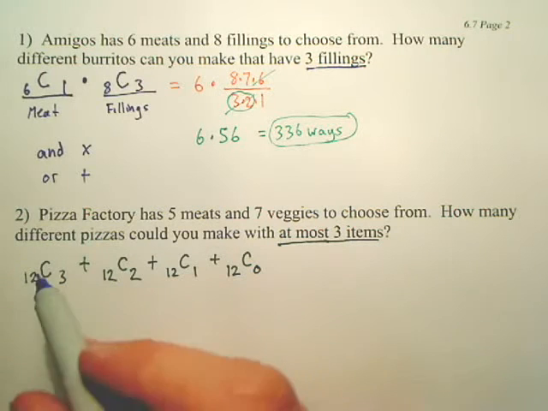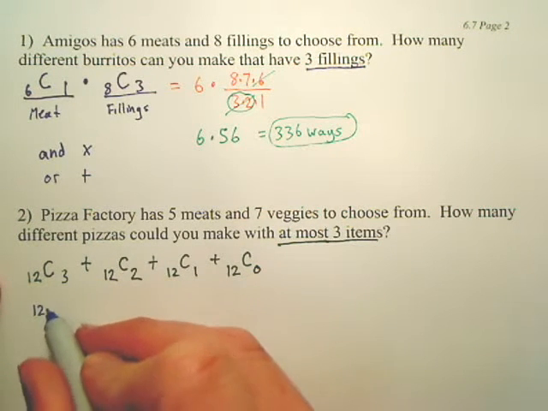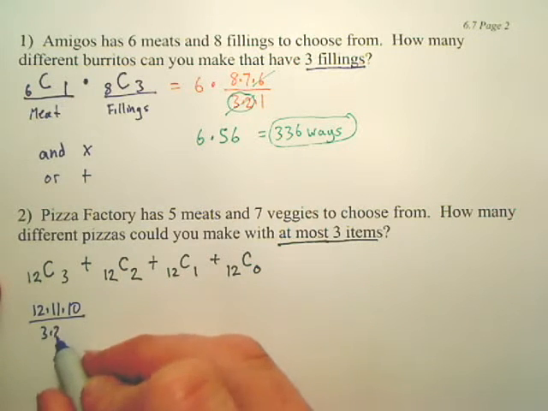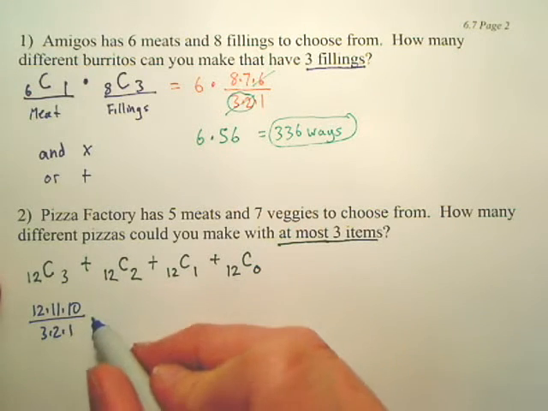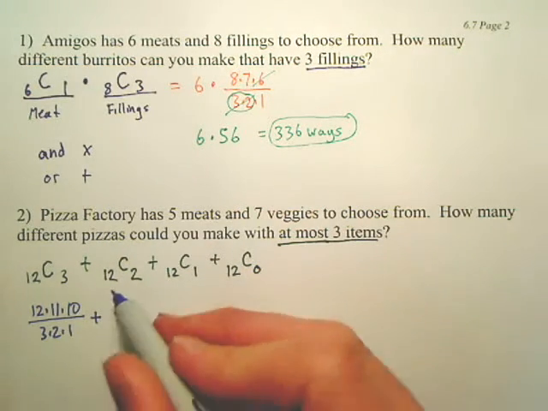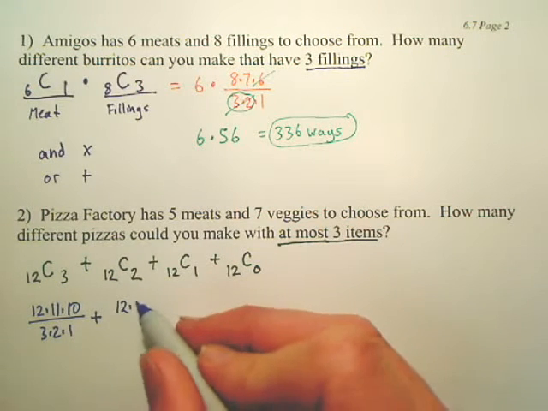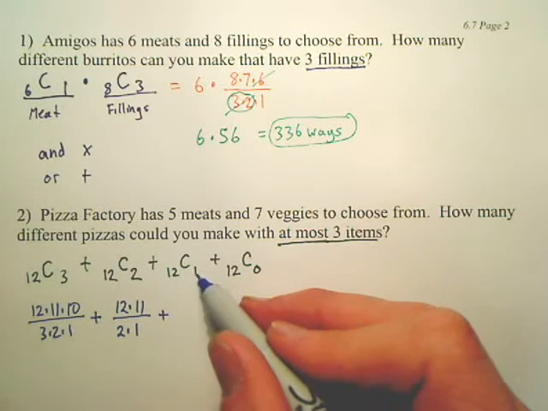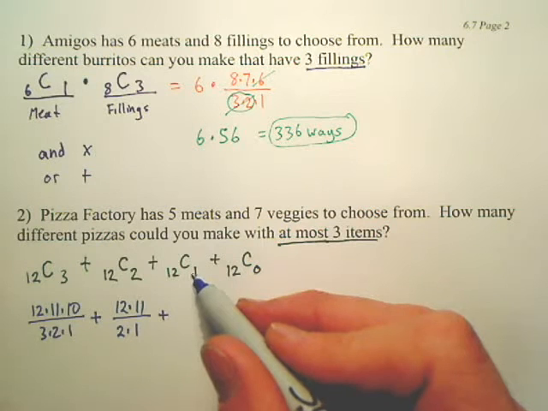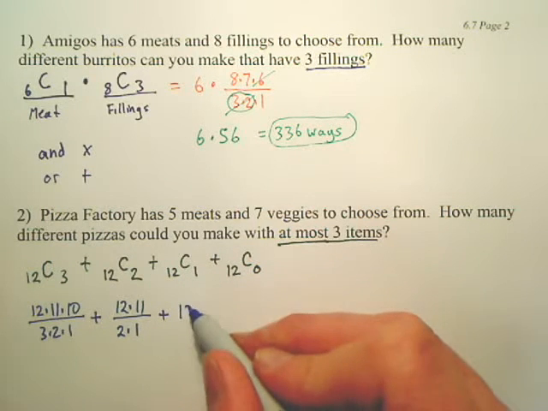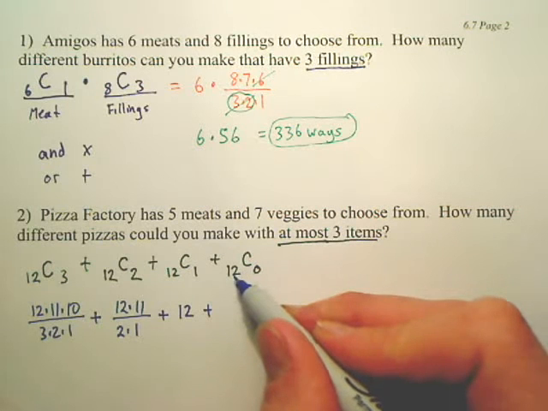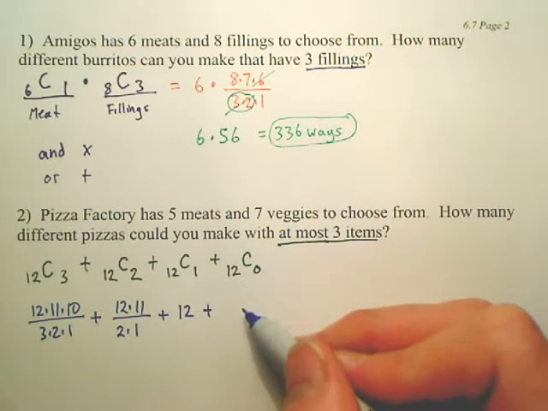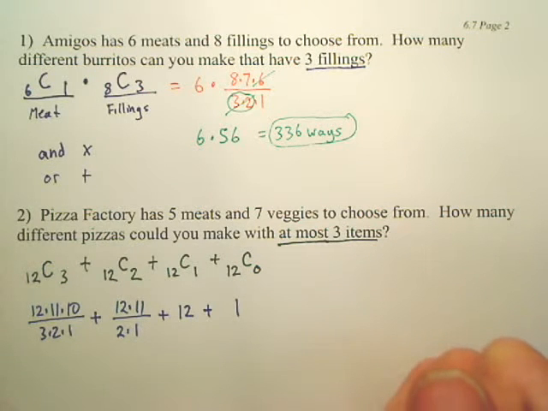Okay. 12C3 would be 12 times 11 times 10 over 3 times 2 times 1 plus, we'll come back and finish that. 12C2 is going to be 12 times 11 over 2 times 1. 12C1, do you understand that's 12? Yep. Because if I have 12 to choose from and I want 1, I have 12 ways. And if I have 12 to choose from and I want nothing, isn't there one way to get it, and that's cheese? Isn't there one way to get a cheese pizza? It's a cheese pizza.